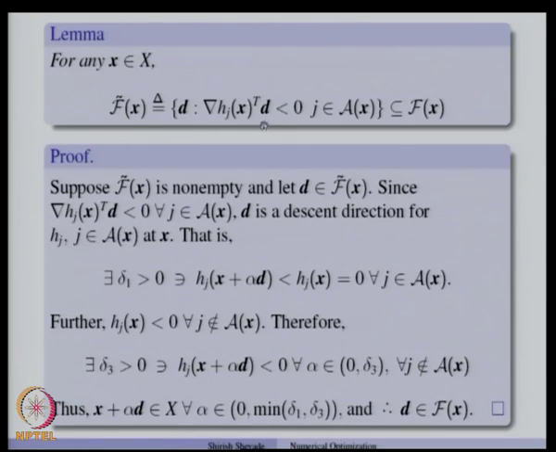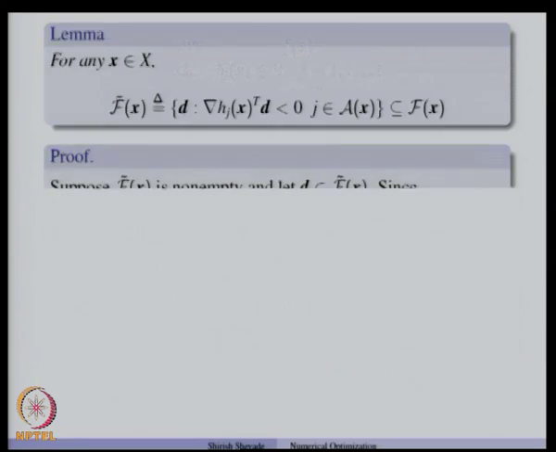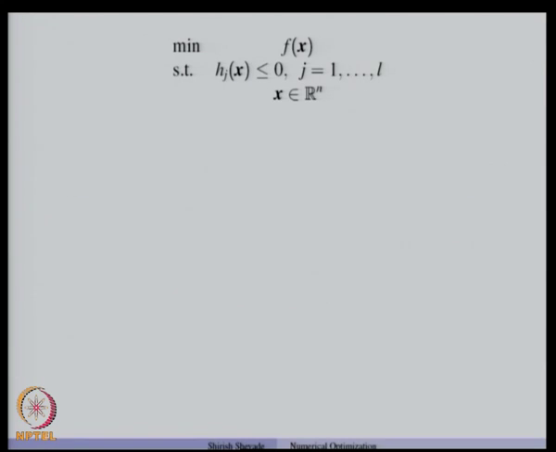So, this important lemma lets us characterize a feasible set by using the gradients of active constraints at a given feasible point. Now, we can combine these results which we saw earlier.